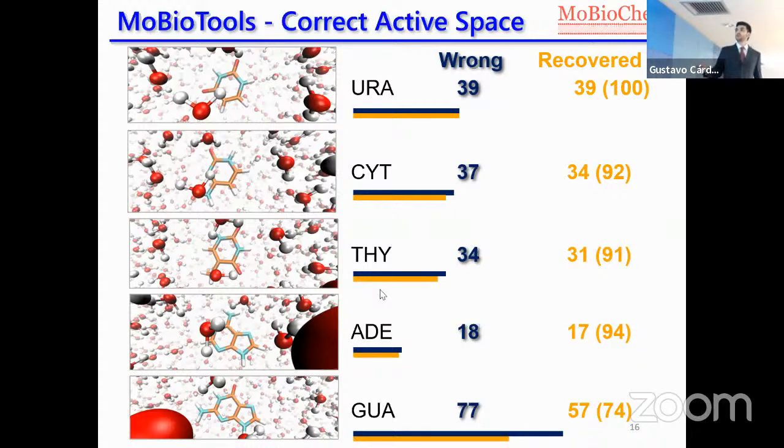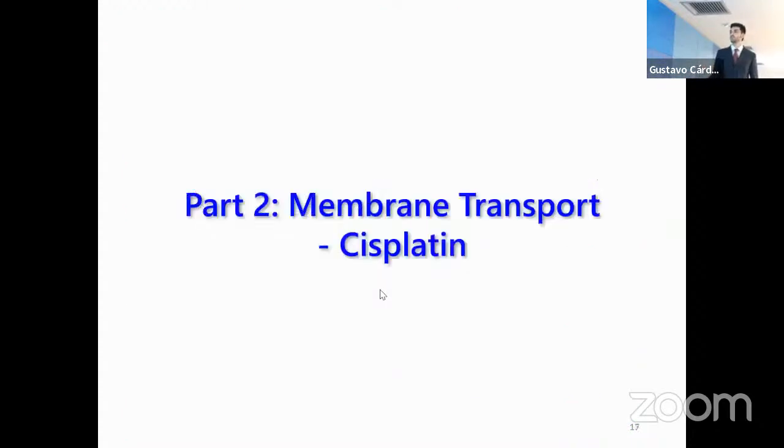Okay, now let's move on to part 2, which is the membrane transport of cisplatin. I'd like to point out that throughout part 2 and part 3, we used the mobile tools toolkit to also generate the input files for the QMMM computations.